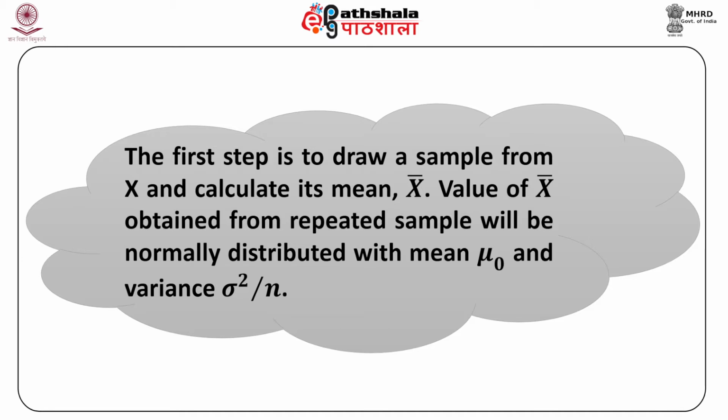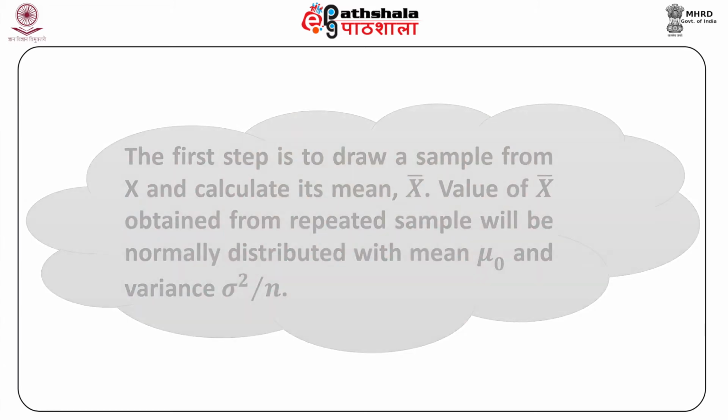I am sure all of you are familiar with that. Now the value of this x bar, obtained from repeated samples, will be normally distributed with mean mu 0 and variance sigma square by n. This is an inherent assumption which we generally make in hypothesis testing. For estimation, this assumption of normality is not required, but for inference we have to make this assumption. Now, the null hypothesis being true resonates with the above explanation.